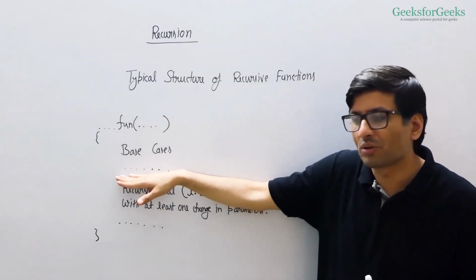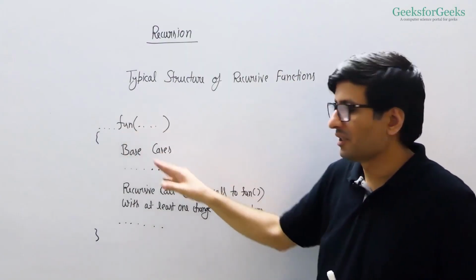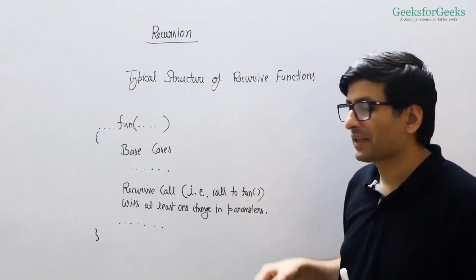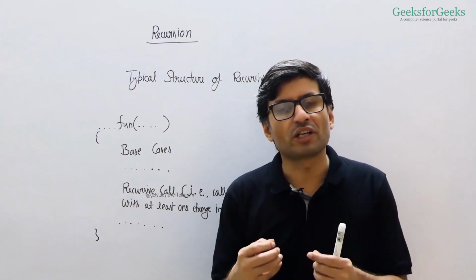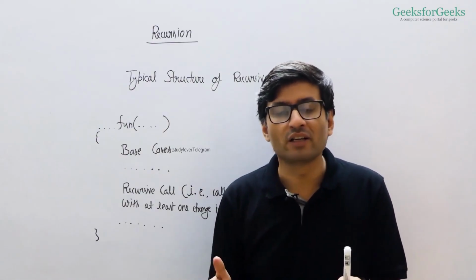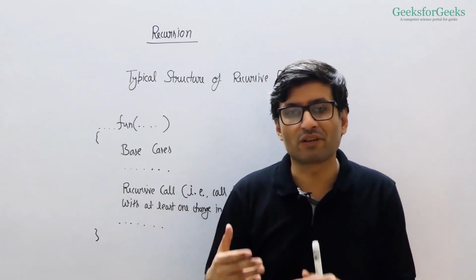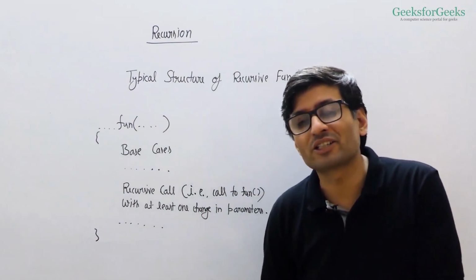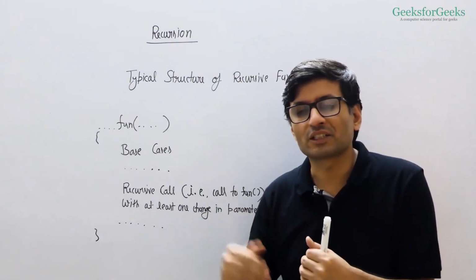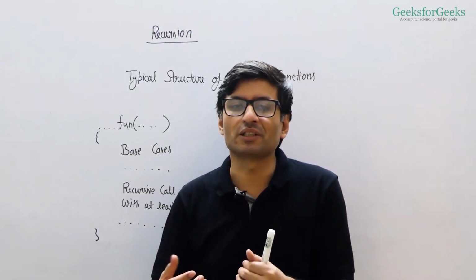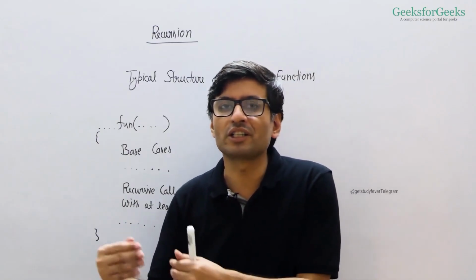After base cases, we write some code and then we make a recursive call to the same function. We make a call to fun itself. And here I've written with at least one change in parameters. What it means is, if you are calling a function fun, say with a parameter n, and if you call it with n again, then it's not going to terminate. If you've written base cases in terms of n, unless you are using some global variables to terminate, which we generally don't do. So if we are passing parameters, then we must change these parameters, and when these parameters keep on changing, there comes a point where they reach the base cases.